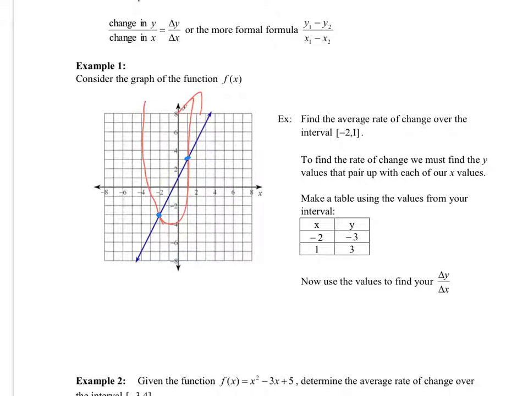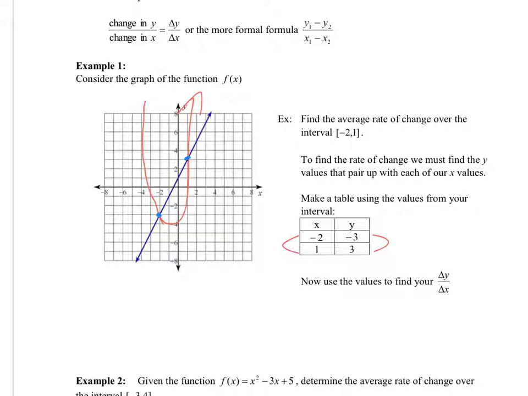So to find the average rate of change, all right, we have to find the y values that are paired up with it. So we make a table, or we just write the ordered pairs out. So we have -2, -3, which is right here, left 2, down 3. This point of intersection is at 1, +3 for either graph. And now we're going to use those values to find the change in y over the change in x. So, kind of gap it like that. That's how I typically do it.